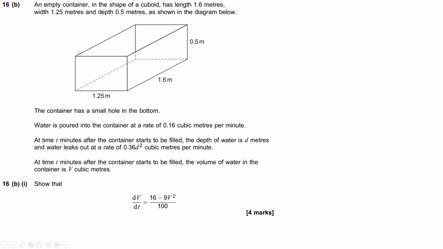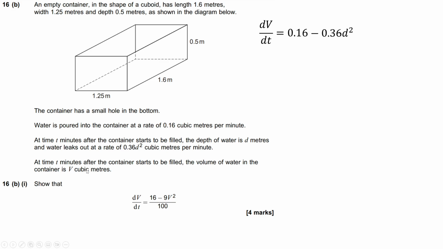Now, we've got this container here, and we've got these dimensions, and we're saying that water is being poured into it at a rate of 0.16 cubic meters per minute, right? So we're saying that dV by dt is 0.16, but it's leaking out of the container by 0.36 d squared per minute, where d is just the depth of the water, right? So it's actually this, but subtract the amount that's leaking out.